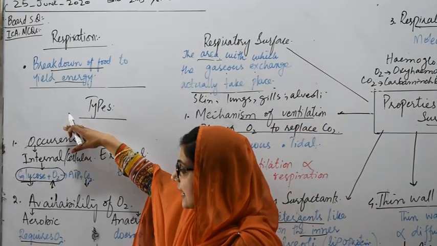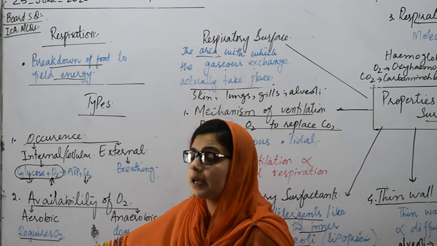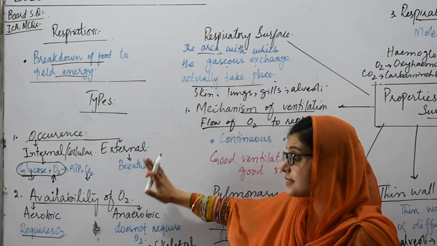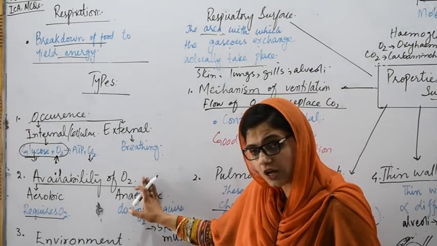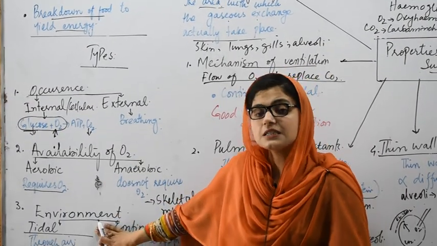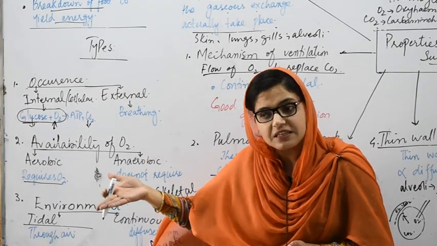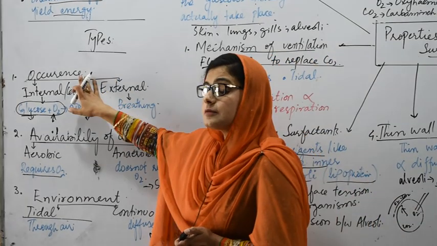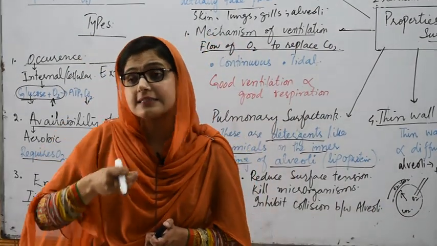As far as these types are concerned, we have divided the types of respiration into three categories. The first is based on occurrence, second based on availability of oxygen, and third based on the environment in which it is taking place. Okay, so the first is occurrence. Occurrence means where it is occurring inside the body.